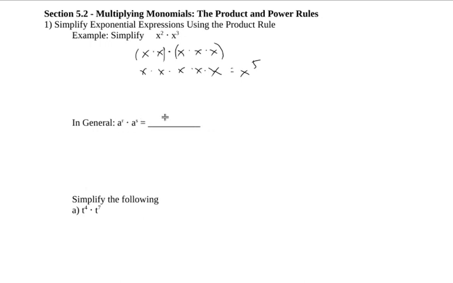So in general, what we say is when we have some number raised to an exponent, and then we take that same number raised to a possibly different exponent, what we can do is we just add those exponents. We get a to the r plus s.